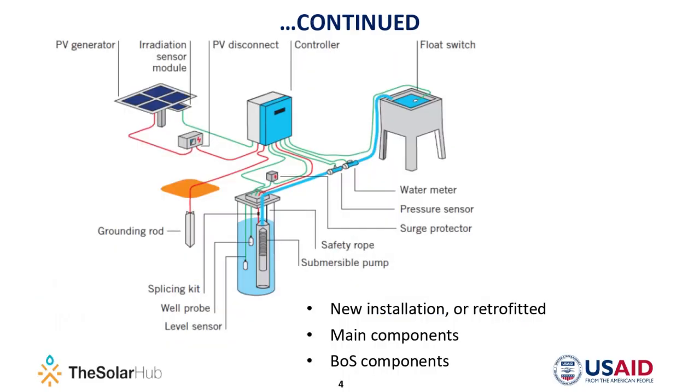A more detailed schematic looks like this. The main components are a pump, again, to push water, a controller that allows the pump to run on DC power, and a PV generator made up of solar panels that produce the DC power. Storage here is also an important component, but that will be covered in another webinar.